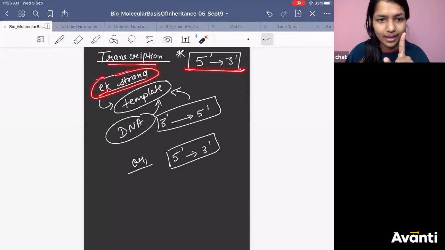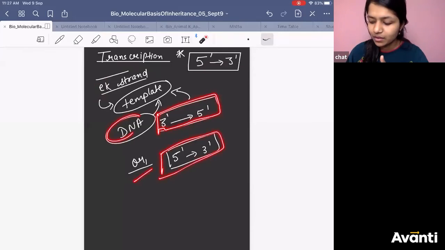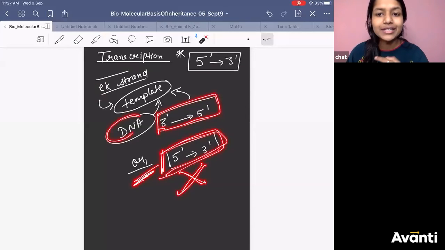Ek means one, right? Ek is a Hindi word. Ek ka matlab one. It means only one strand will act as template. Only one strand of DNA will act as template, and that strand will be 3' to 5'. Yes or no? Can it be 5' to 3'? Tell me, answer. Can it be 5' to 3'? No. Because you need to make the RNA from 5' to 3'.